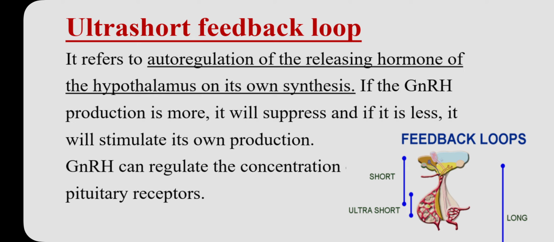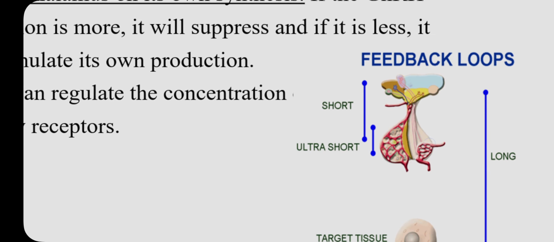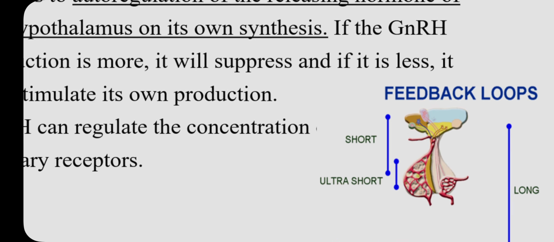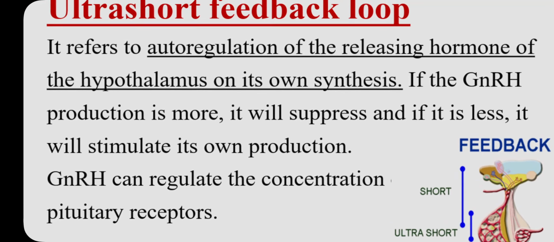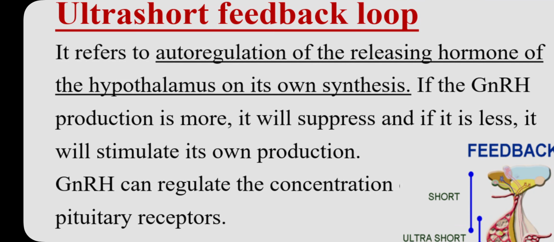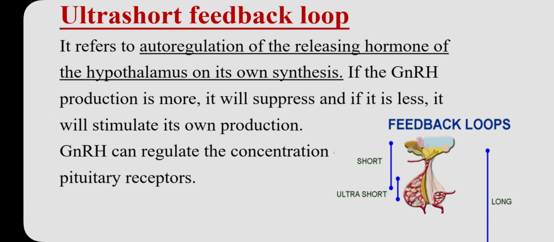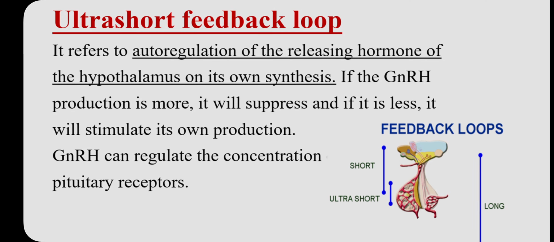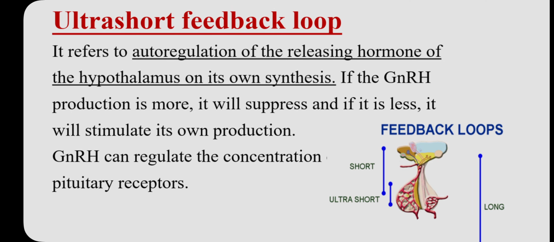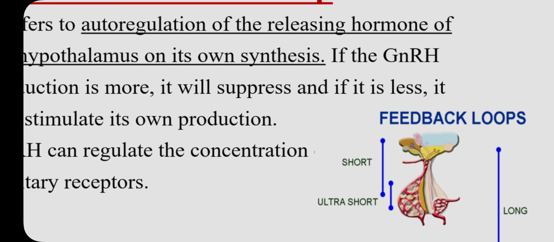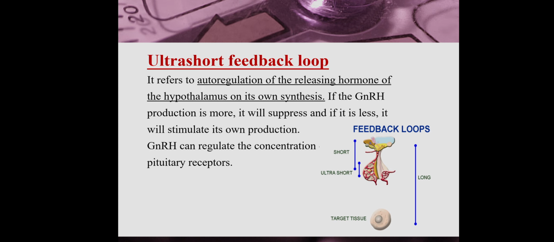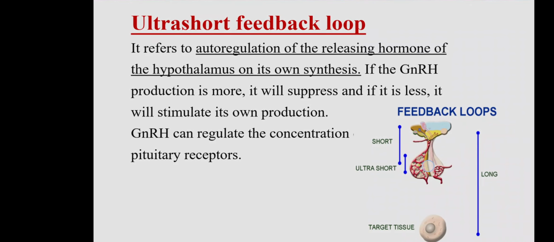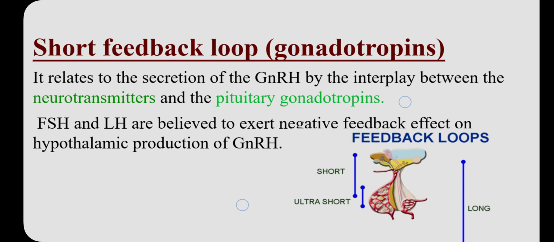GnRH can regulate the concentration of the pituitary receptors. You can see in the diagram, it is the ultra short. Ultra short means it is present within the hypothalamus itself. So the hypothalamus itself regulates, meaning it is the auto regulation of its own synthesis. Whenever the GnRH secretion is more, it will suppress automatically. That is the auto regulation. Whenever it is less, it stimulates more. This is called the ultra short feedback loop, which is present within the hypothalamus itself. It is not involving the other organs or tissues, hence it is called the ultra short feedback loop.